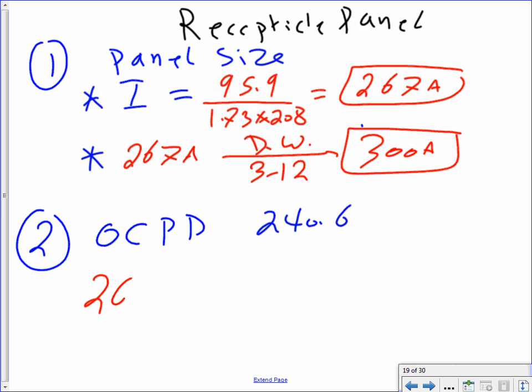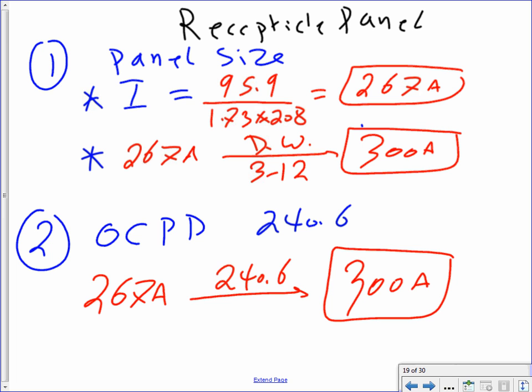So I have 267 amp. Take this baby to 240.6. That's where we go, and that will tell you it's a 300 amp panel. It is a 300 amp receptacle panel. You know what, Derek?